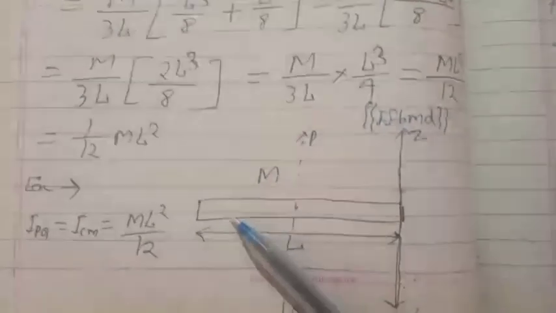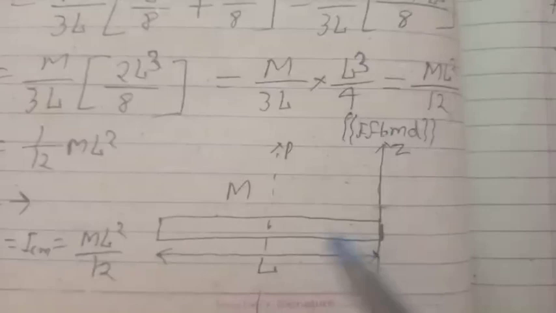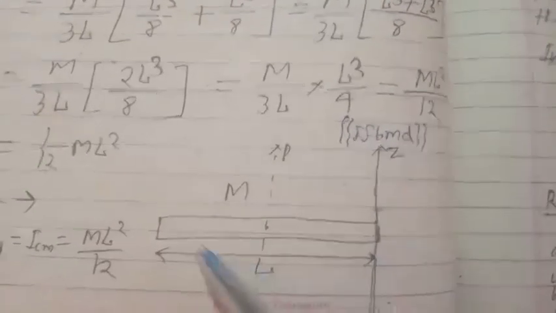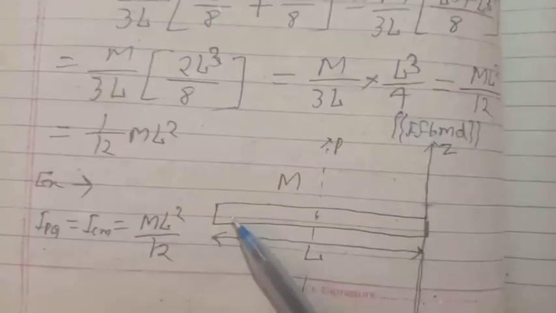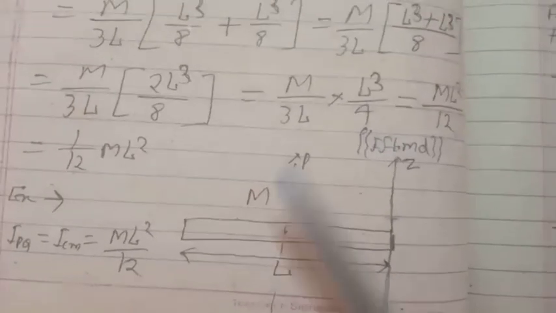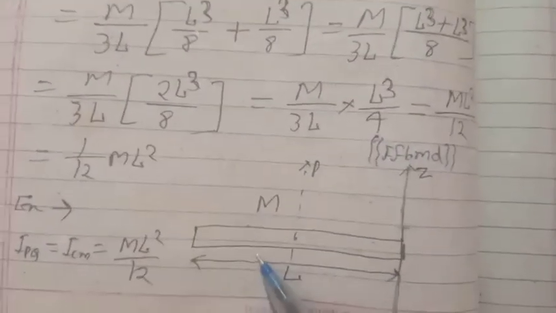Now another example. Consider we have to find the moment of inertia of a rod of length L and mass M about an axis which is passing through one of its ends, from this end or here this end. Then what will we have to do? We will simply apply the parallel axis theorem. First we calculate the moment of inertia about its CM, which we calculated earlier, 1 by 12 M L square, and using the parallel axis theorem we can calculate it about this axis.